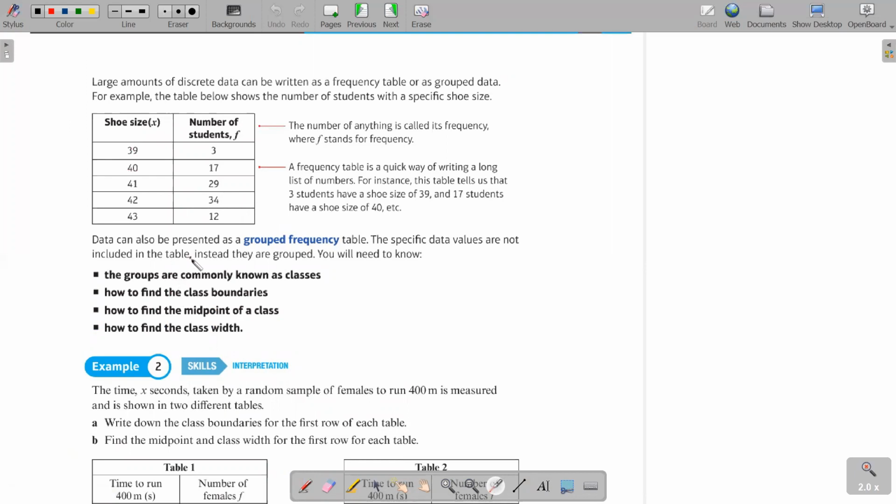Okay, so then they say data can also be presented as a grouped frequency table. The specific data values are not included in the table. Instead, they are grouped. You will need to know the groups are commonly known as classes. And you need to know how to find the class boundaries, how to find the midpoint, and how to find the class width. Okay, so let's see how to do these things now.